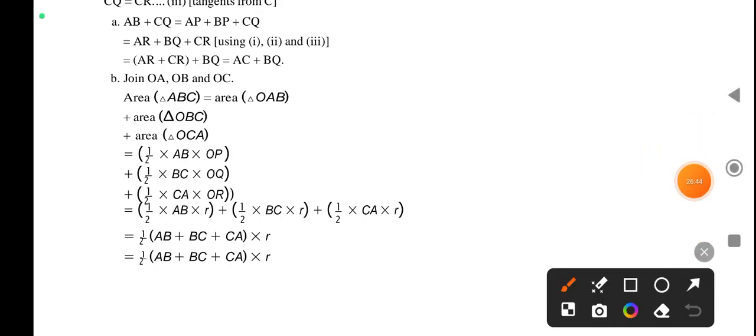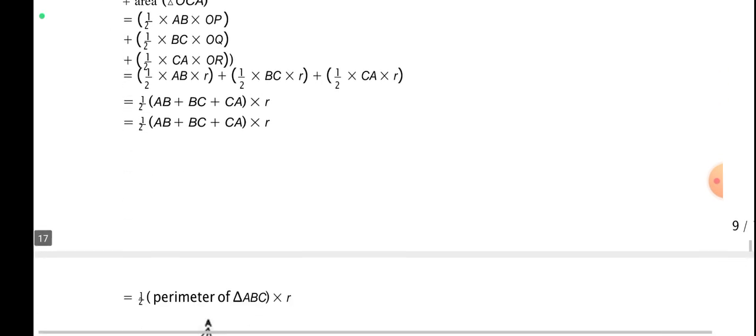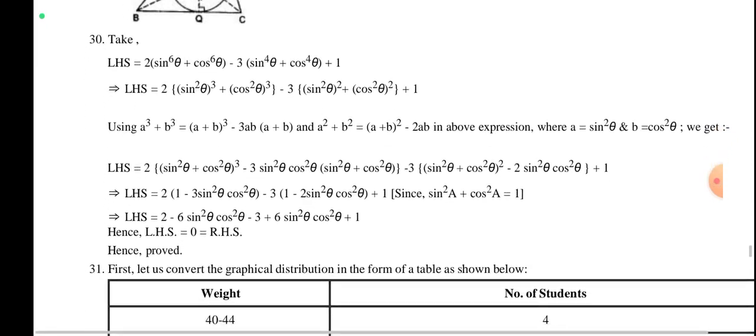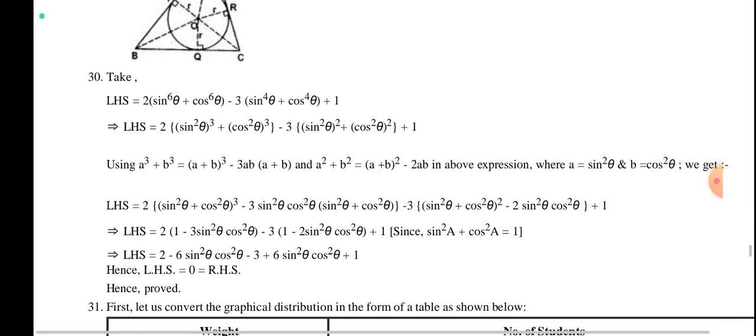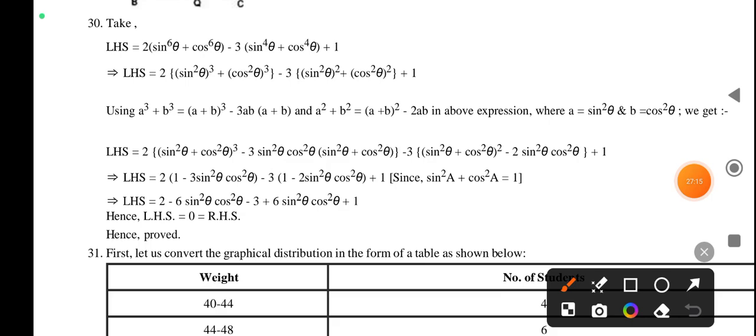Then find the area of triangle ABC equal to area of triangle OAB plus area of triangle OBC plus area of triangle OCA. Half into base into height, half into base into height, half into base into height. So R you take common, half into AB plus BC plus CA. Ultimately understood? Check. So half into perimeter of triangle ABC into R is your answer. AB plus BC plus CA is the perimeter of triangle ABC. Nice question. I can expect this type of question in the board. All board exam questions only they have covered.